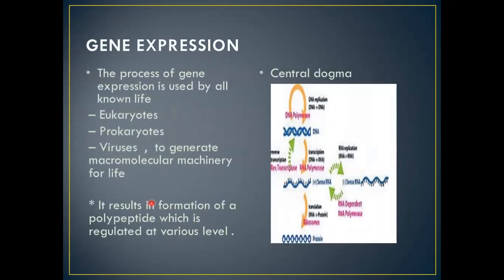Gene expression is used by all known life, that is eukaryotes, prokaryotes, and viruses, to generate the macromolecular machinery for life. It is summarized in the Central Dogma of Molecular Biology. We all know that the central dogma is a stepwise process to produce a protein from DNA. We have the steps like DNA replication, transcription, translation, and reverse transcription in it.